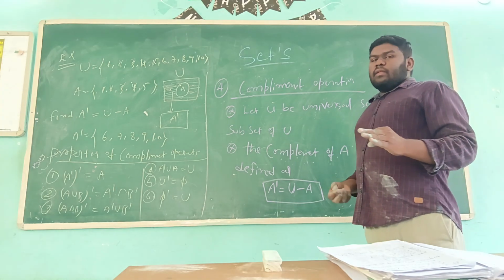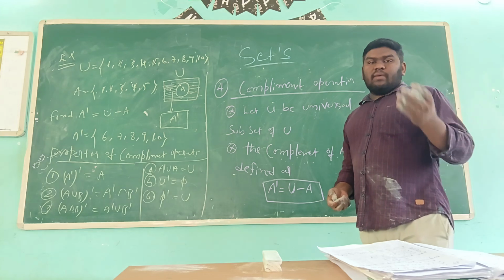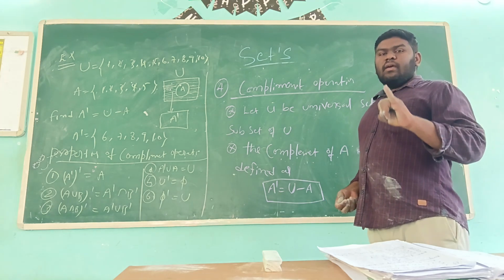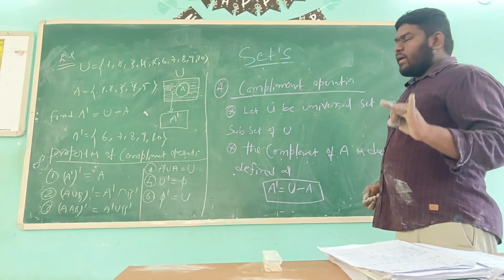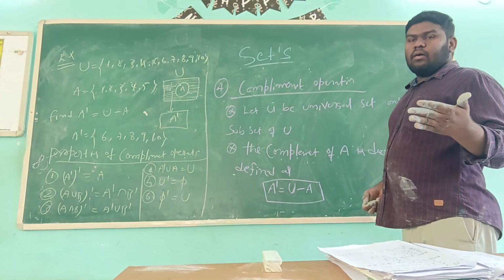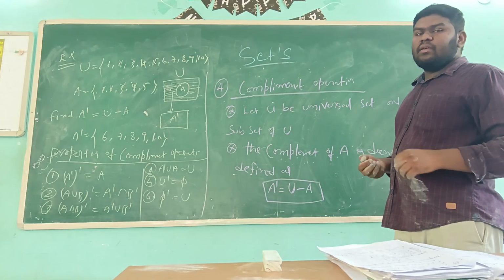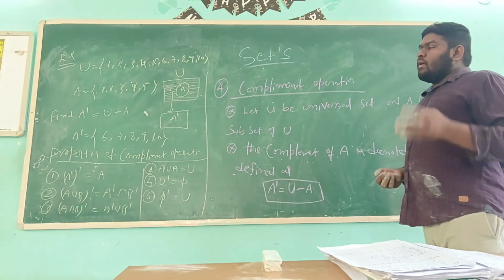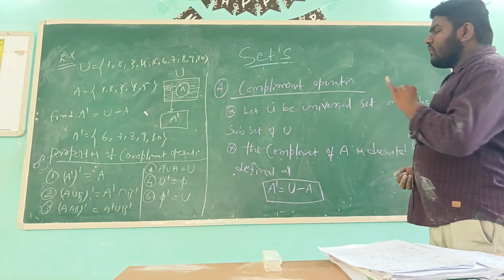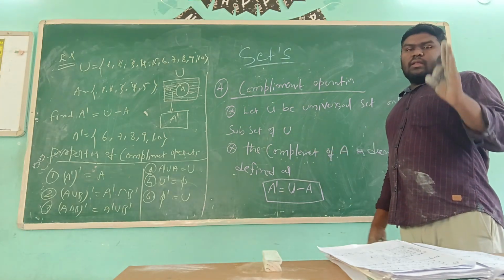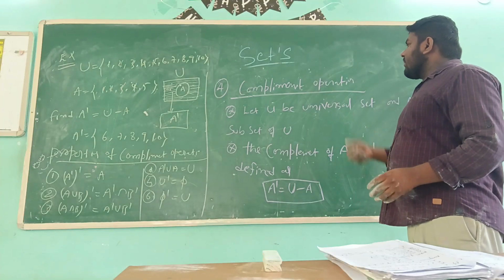Then we go to the types of sets. There are how many types? Six types of sets: empty set, finite set, infinite set, subset, equal set, and then the sixth one is the universal set. Then we go to the operations on sets. There are 4 types of operations: the union operation, the intersection operation, then the difference operation, and the complement operation.